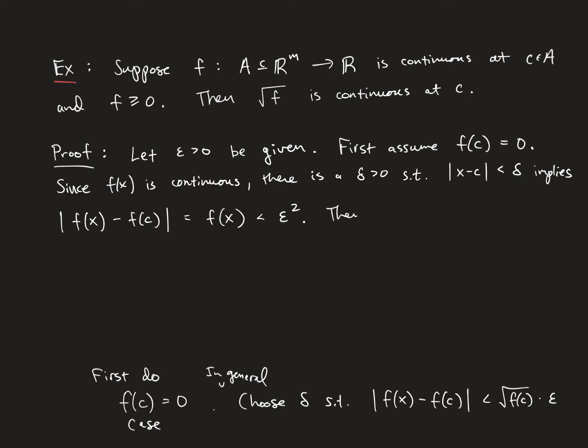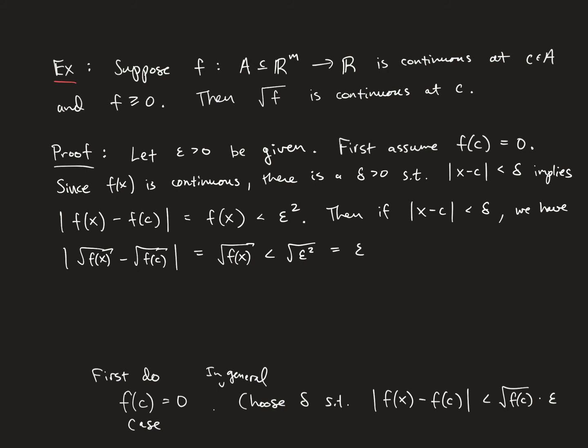So then if the distance between x and c is less than delta, we have that the distance between the square root of f at x and the square root of f at c is equal to just the square root of f at x, and that's less than the square root of epsilon squared, which equals epsilon. So this establishes continuity in this case. So we have continuity in this case.